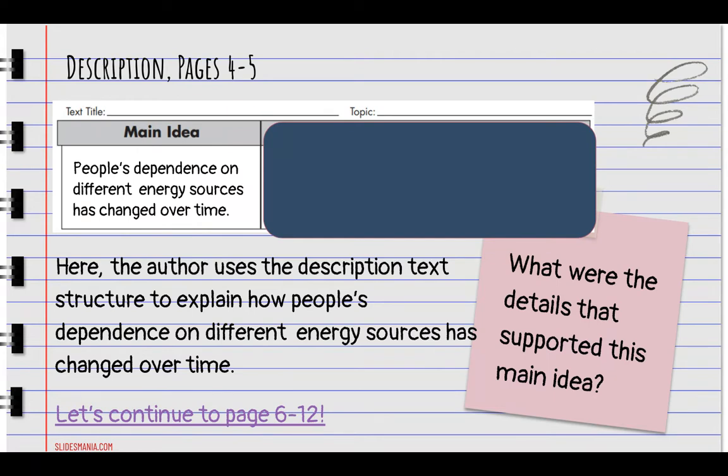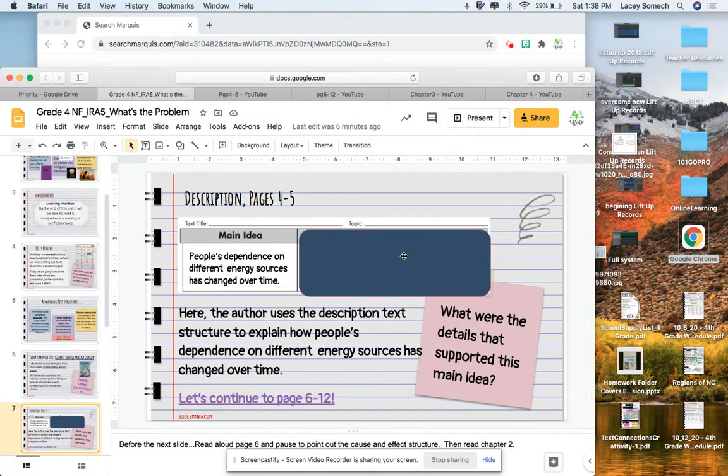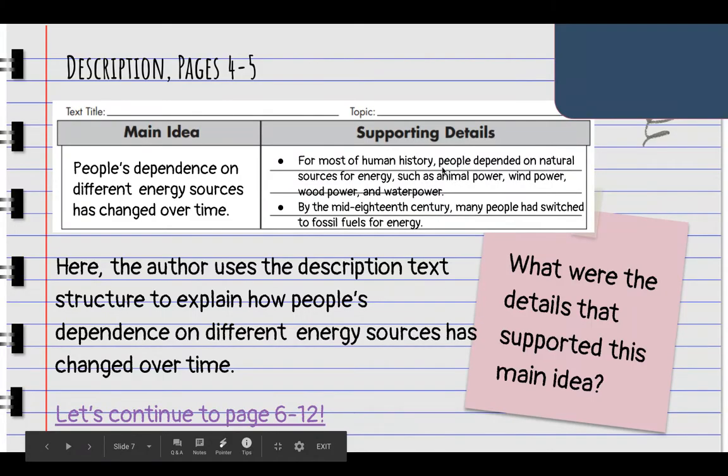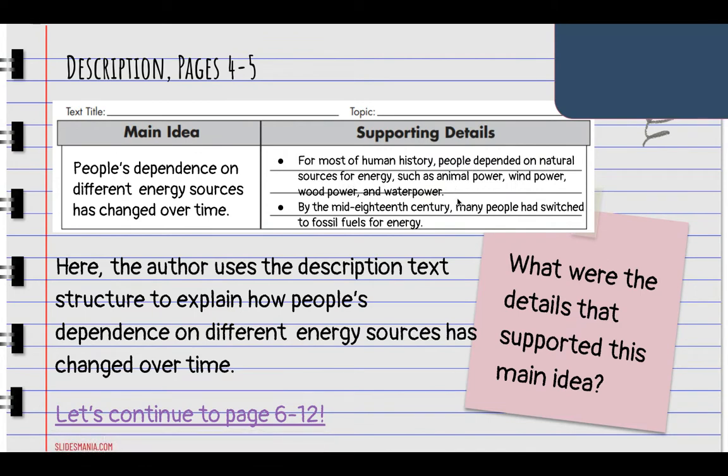So if I know that the main idea here is that people's dependence on different energy sources has changed, what were some details that let me know that it has changed over time? Well, let me quickly reveal here for us. So I move my little box over. I know here that for most of human history, people have depended on natural sources for energy, such as animal power, wind power, wood power, and water power. That was one of the details that I had told you. But then we know that it changed because it mentioned that in the mid-18th century, many people had switched to fossil fuels for energy.